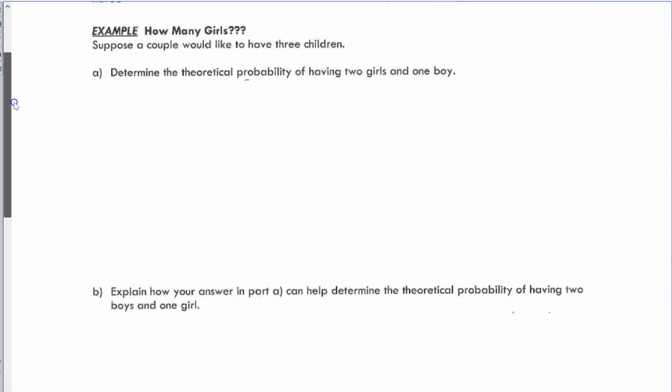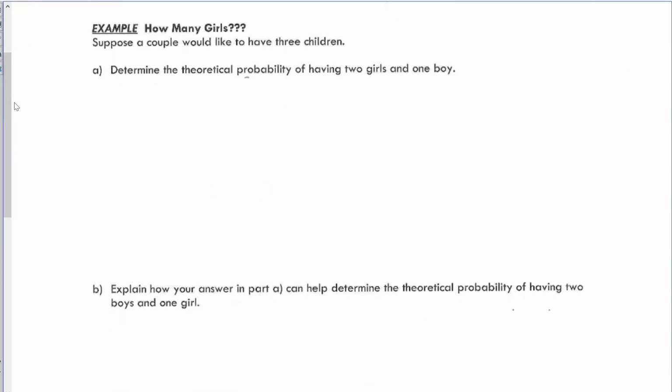Suppose a couple would like to have 3 children. Okay? So we're going to determine the theoretical probability of having 2 girls and 1 boy. So we're going to make a tree diagram. So for child 1, child 2, and child 3, let's see here.